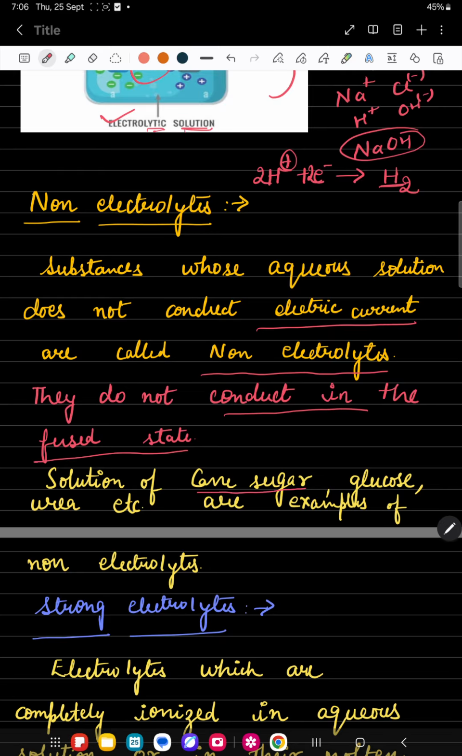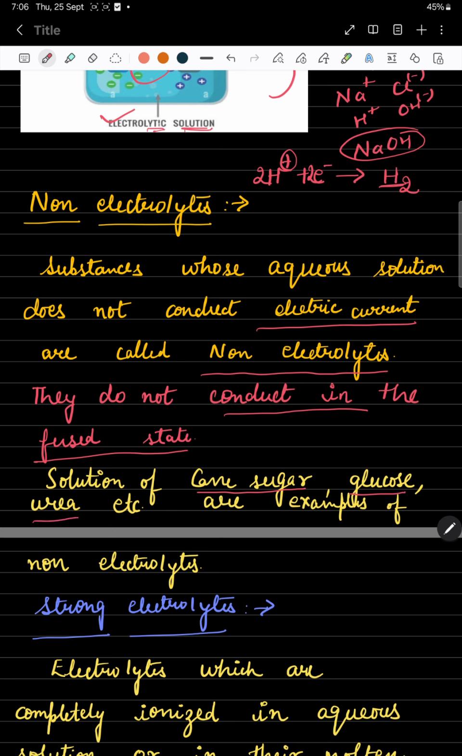Suppose we are talking about cane sugar, glucose, urea. In the case of glucose, the formula is C6H12O6. In the case of urea, the formula is NH2CONH2. They are all in molecular form. Sugar is C12H22O11. See students, you can easily understand they are all covalent compounds. Covalent bonds are present, there are no ions present. All are in atomic molecular form. So we can easily understand they have no free ions responsible for electricity conduction. So these are non-electrolytes.